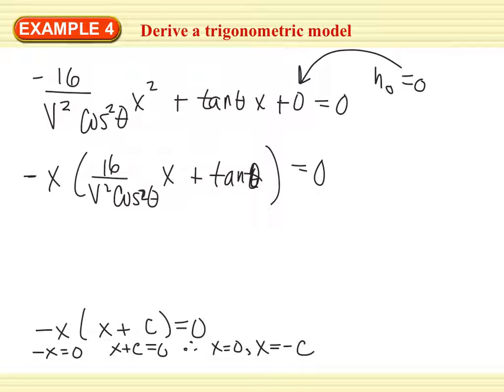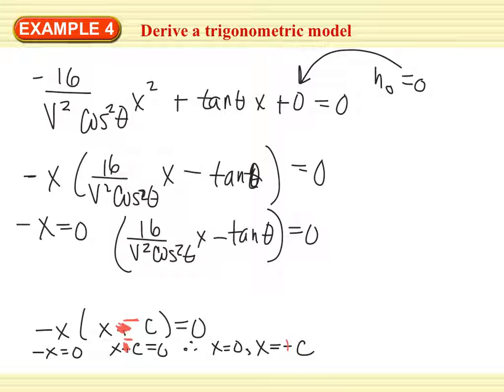Well, I'm going to do the same concept up here. I've got negative x equals 0, or 16 over v squared cosine squared theta x plus tan theta equals 0. Cool? I'm going to take those two things to the next slide and work on solving them a little bit closer.